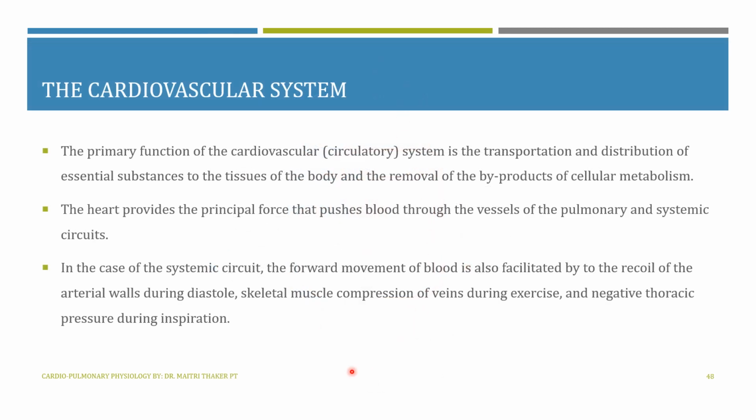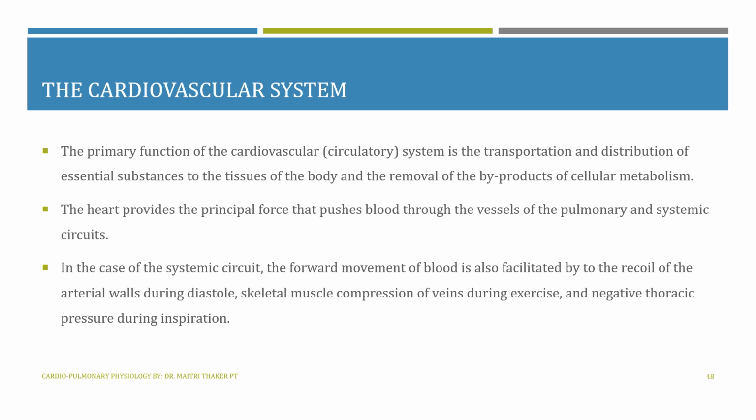So the primary function of our cardiovascular system is transport and distribution of essential substances to the tissue of the body, and removal of the byproduct and any waste materials of cellular metabolism. That is nothing but the carbon dioxide. The heart provides the principal force that pushes blood through the vessels of the pulmonary and systemic circuits.